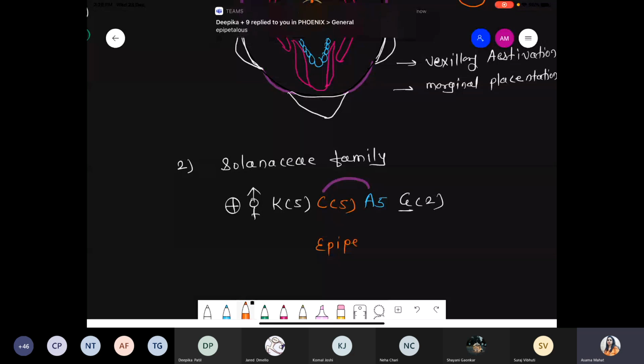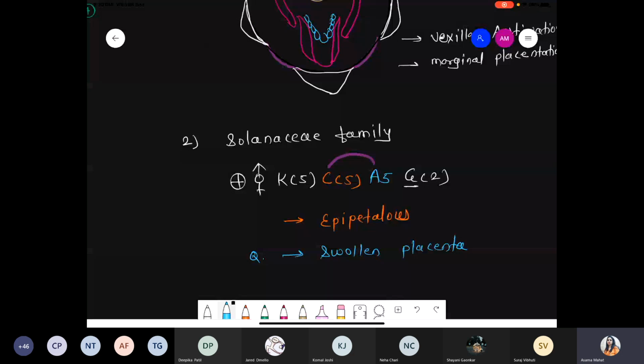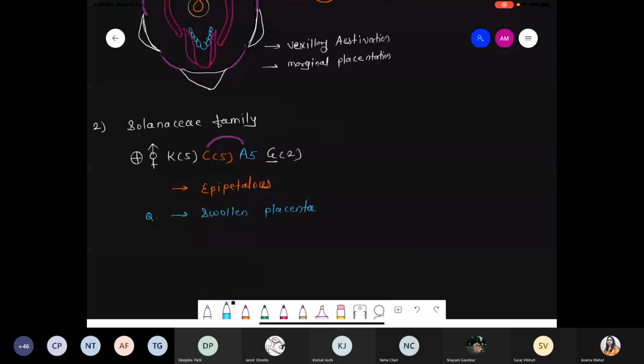Such condition is called the epipetalous condition. So please remember one question: epipetalous condition is present in the Solanaceae family. Another very important question: the Solanaceae family has a swollen placenta. This question has already been asked in a previous NEET. So we'll try to understand via this formula what the meaning of this swollen placenta is.